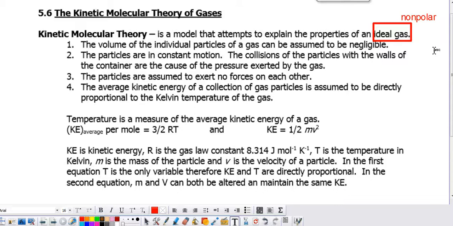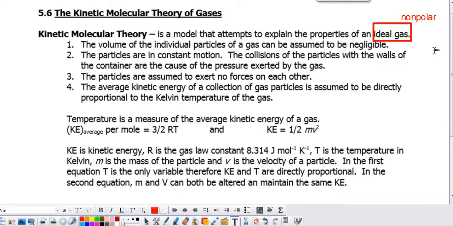But let's just talk about KMT for a second. So, first of all, we pretend the volume of the particles is assumed to be infinitely small and not worth mentioning. We assume that the volume of a gas is equal to practically zero. Particles are in constant motion. They're always flying around, slamming into each other.